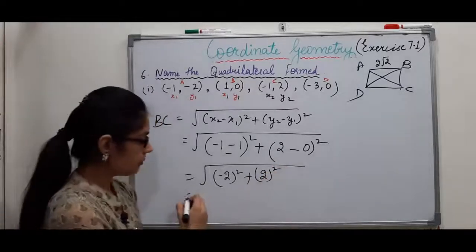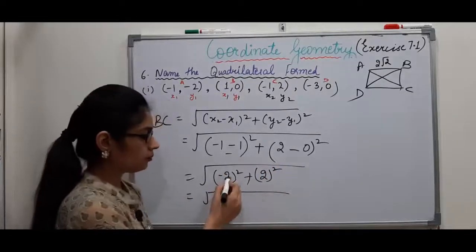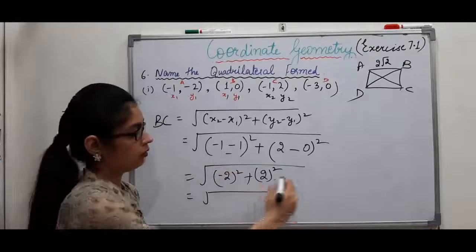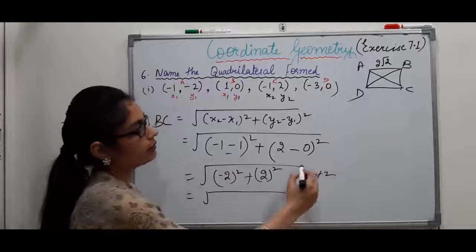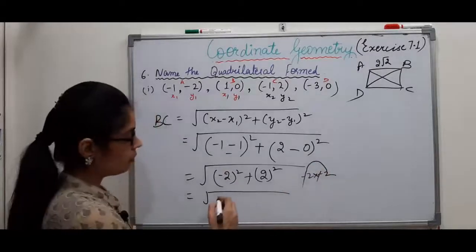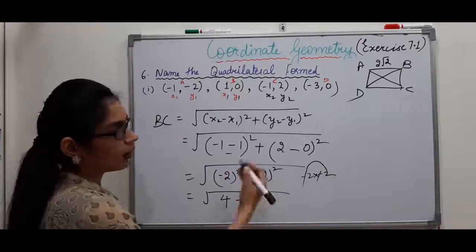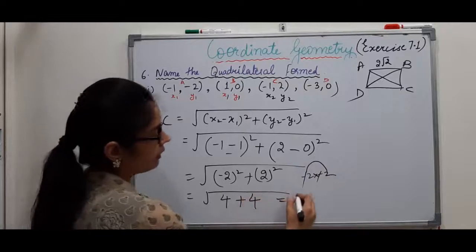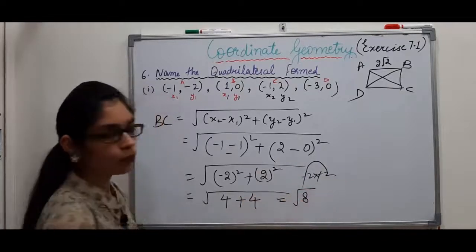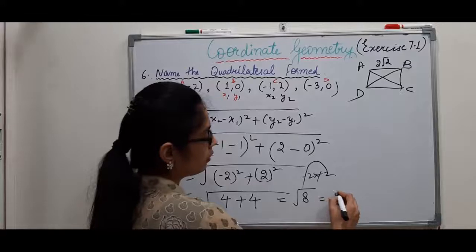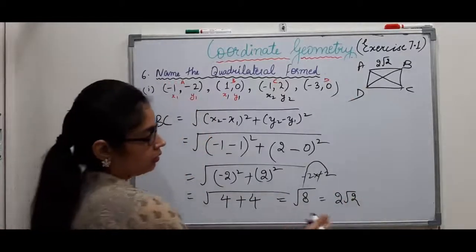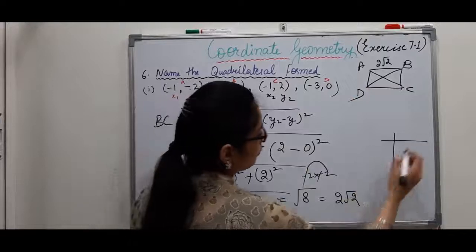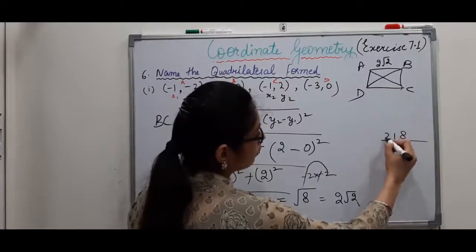So I got this. Again, the square of minus 2 into minus 2, minus and minus sign will get cancelled. 2 into 2 will be 4 and the square of 2 will be 4. So again we got root 8, and root 8 if you solve it will be 2 root 2. I have explained that there also. So in this way also you can make the factors and solve it.